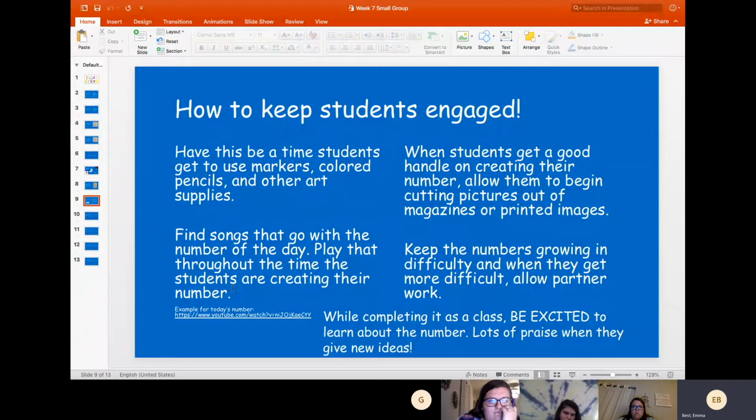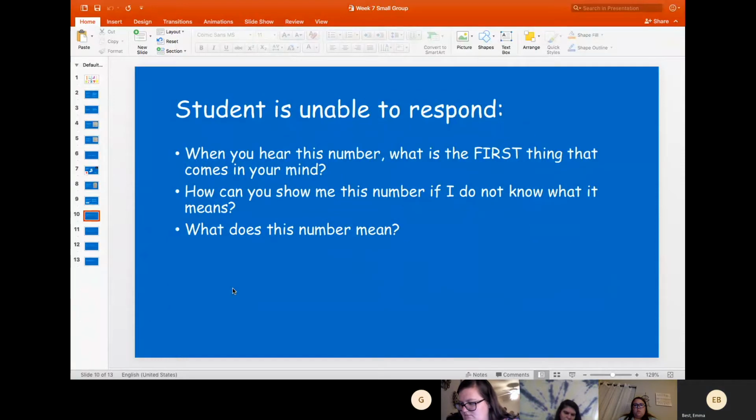Keep the numbers growing with difficulty. You don't want to keep doing 8, 3. Do some more difficult numbers, and when they keep getting more difficult, allow partner work. When completing it as a class, filling in the final product with your work and the class's work, be super excited and say, oh my goodness, I didn't even think about that. And give so much praise when they give good ideas.